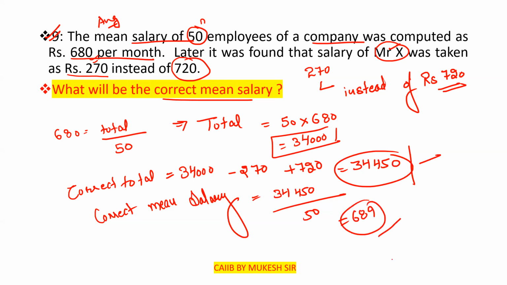So the correct mean salary is the correct total, 34,450, upon the number of employees, that is 50. So it comes out to be 689. So 689 will be the correct answer to what the correct mean salary is. So this will be the answer.